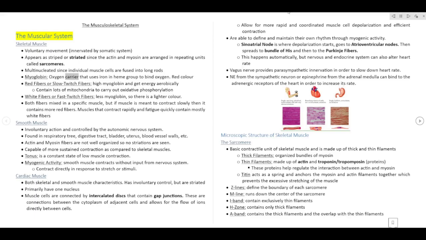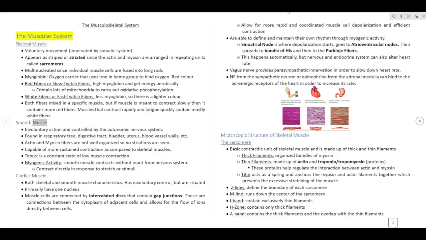Myoglobin is an oxygen carrier that uses iron and a heme group to bind oxygen. Red color. Red fibers, or slow-twitch fibers, have high myoglobin and get energy aerobically. They contain lots of mitochondria to carry out oxidative phosphorylation. White fibers, or fast-twitch fibers, have less myoglobin, so they are a lighter color. Both fibers are mixed in a specific muscle, but if a muscle is meant to contract slowly, then it contains more red fibers. Muscles that contract rapidly and fatigue quickly contain mostly white fibers.